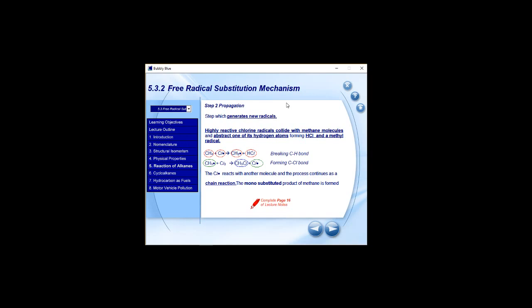The next step of the free radical substitution after propagation is termination. Please pay attention to the video clip in the next slide and understand how the termination step is carried out.